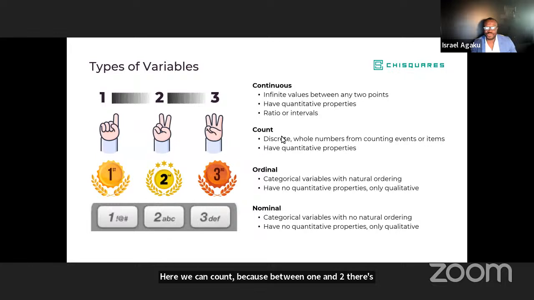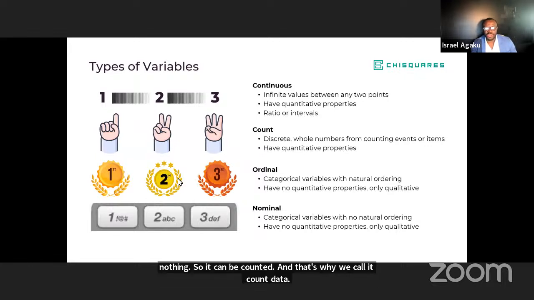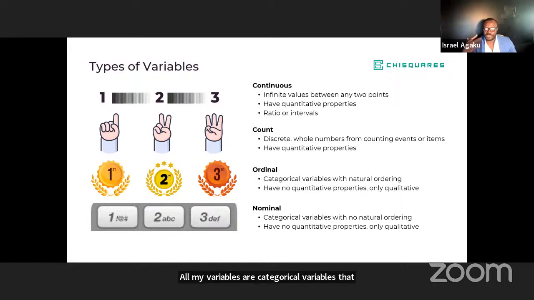Next, we have ordinal. Ordinal variables are categorical variables that have natural ordering. And so, in this case, think of, for example, first position, second position, third position, right? It's categorical, and there is inherent value in that order.